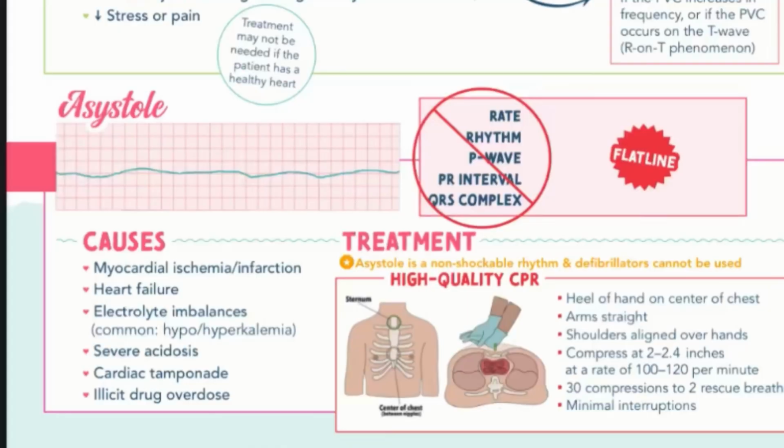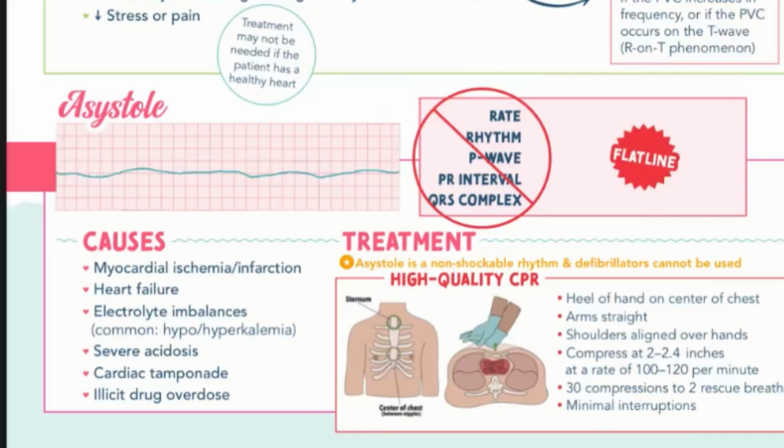Next is asystole. Asystole is very easy. There is no rate, no rhythm, no P wave, no PR interval. Just a flat line appears on the ECG. It occurs in conditions such as myocardial ischemia, heart failure, hyperkalemia, and severe acidosis. Asystole is a non-shockable rhythm, and it is treated with high quality CPR. So just start CPR to save the patient.